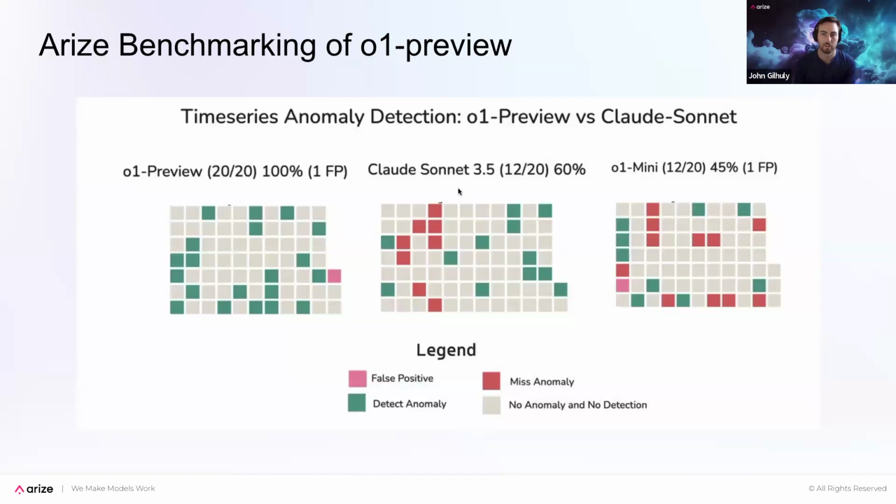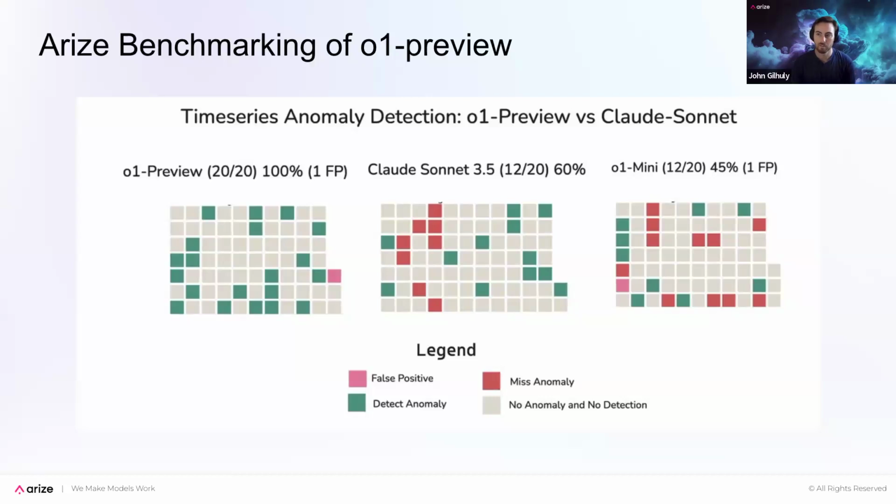So previously the best one we had was 3.5 Sonnet, where each of the red boxes here is a missed anomaly. The greens is a detected anomaly. The neutral is neutral. And then there's some false positives in there as well. So Claude Sonnet was the best one we had tested earlier this year. It found 60% of the anomalies. o1-preview found 100% of them with one false positive as well. So it actually did a lot better across all the tests that we ran.